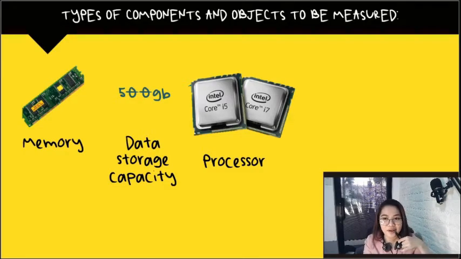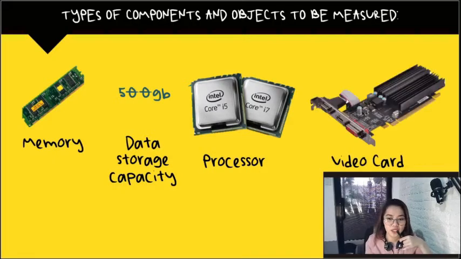Next is the video card. A video card is used to process images so they can be displayed on your monitor. A good video card can make a big difference in the quality of your graphics. So this is particularly important if you play games or work with photography or video.